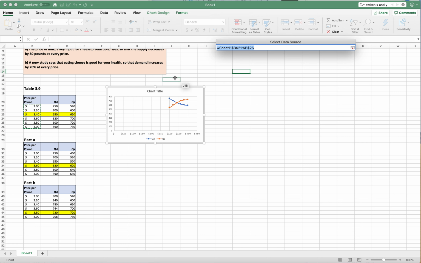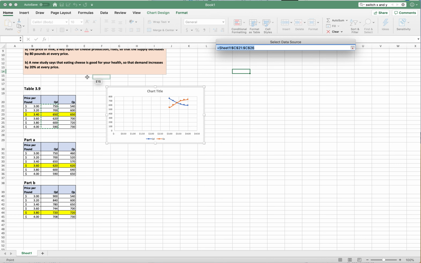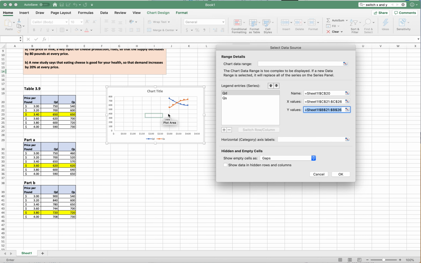X values. It's X values. Delete it. My X values are now quantity. When I do that, I see I have the X values and Y values are the same. It's not going to be very interesting. I got to change my Y values now to price. I change them to price. I hit enter. Then I go to my quantity supplied.